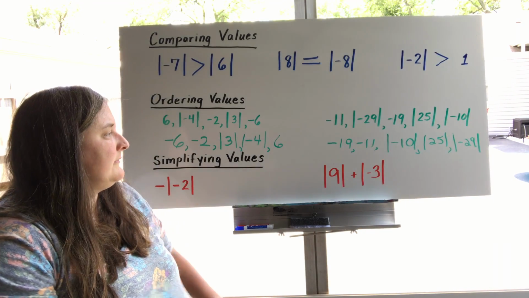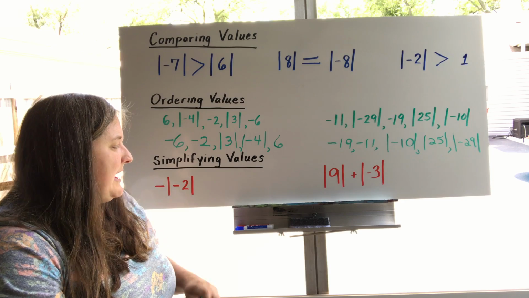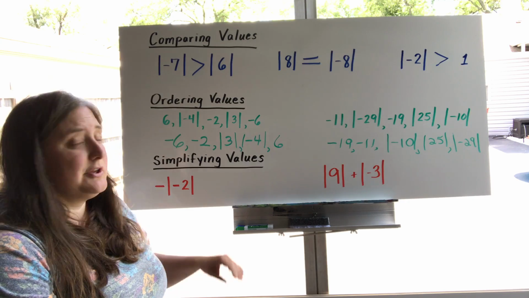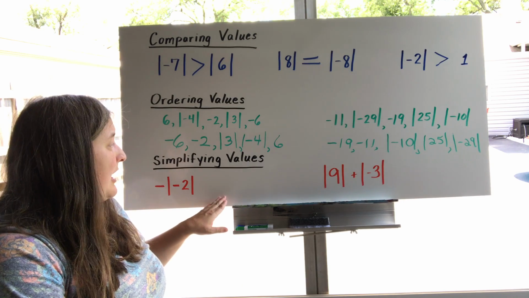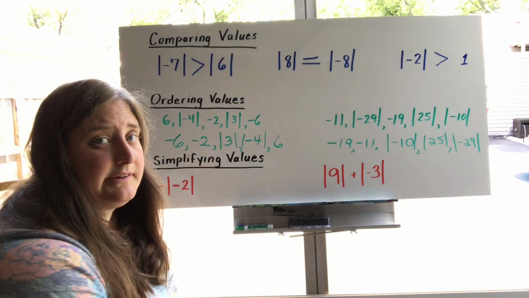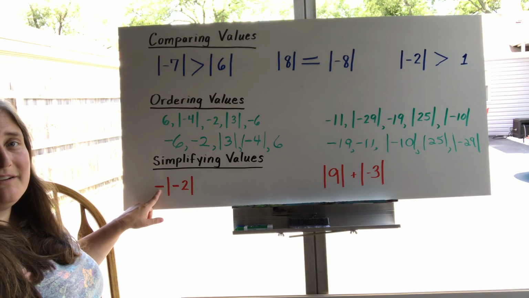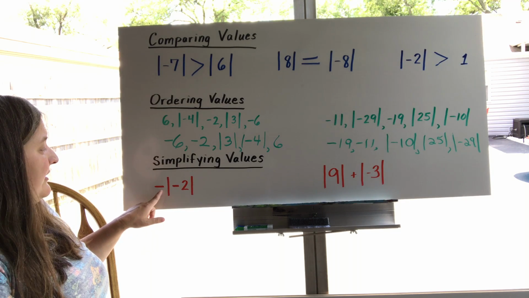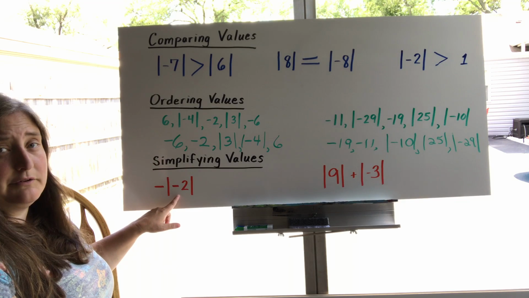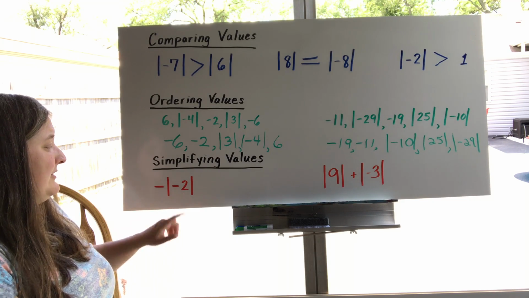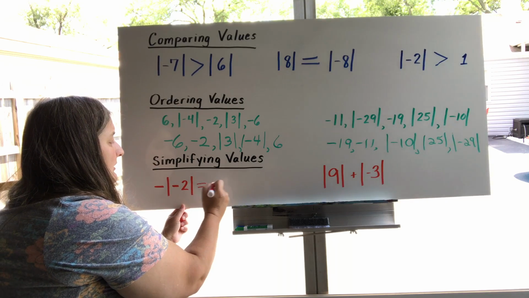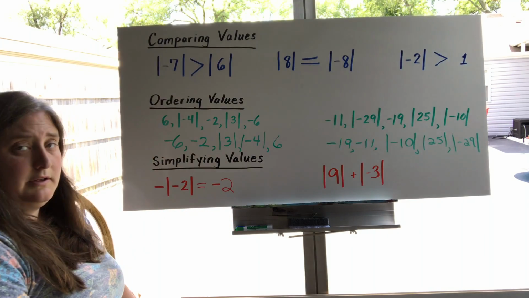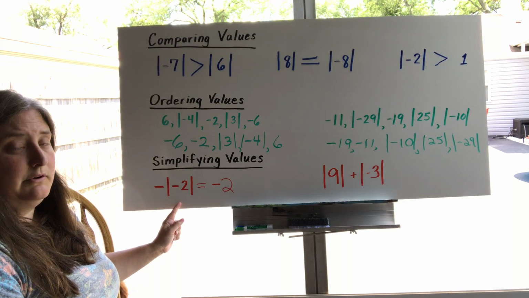One other thing that you may be asked to do, and where you may come across these absolute values, is when you're simplifying or solving different problems with absolute values. In this case, we have a negative that's outside of the absolute value symbols. This negative actually means opposite. They want the opposite of the absolute value of negative 2. Well, the absolute value of negative 2 itself is 2. The opposite of that is going to be negative 2. So this will actually have a value of negative 2.